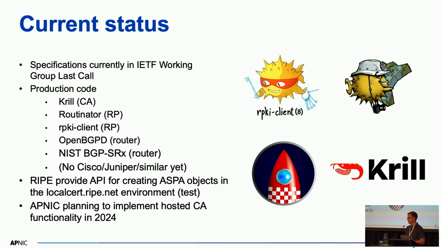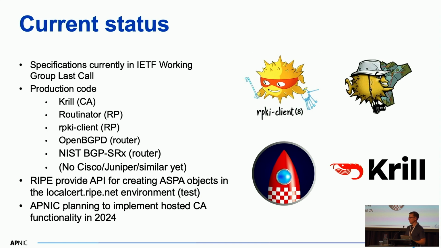The current status of this work: there are two documents in IETF working group last call. There's quite a bit of production code. There's the Krill CA and the Routinator validator, which are managed by NLnet Labs. There's the RPKI client validator, which was mentioned earlier. There are two software routers, OpenBGPD and the NIST test router. But there's nothing in the hardware space, nothing Cisco, Juniper, etc. at the moment. RIPE have an API for creating ASPA objects in their test environment as well, so that's something else that can be played with.